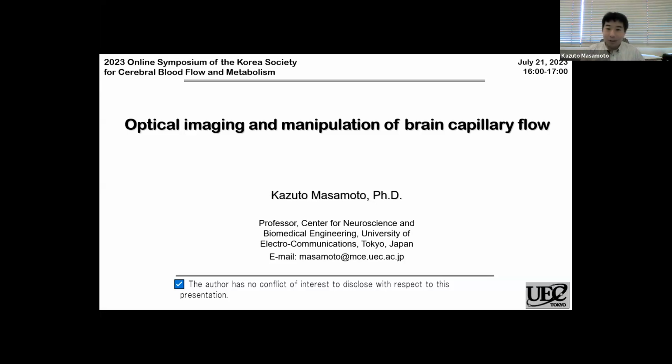Most of my talk will be in a very narrow range of the technical part: how to measure brain capillary diameter and capillary flow using optical two-photon microscopy, along with image analysis techniques.